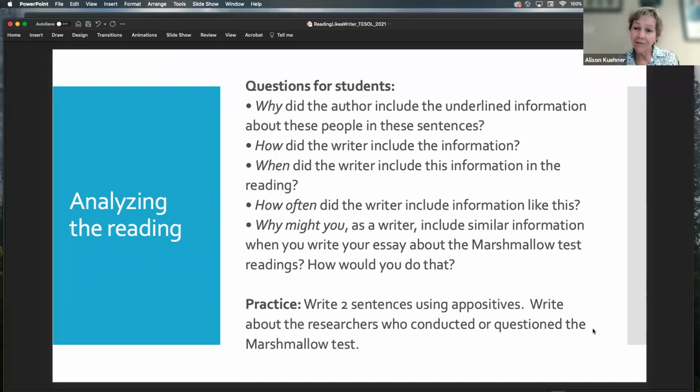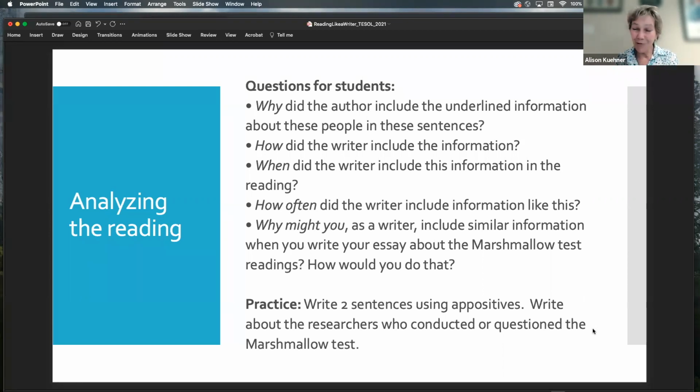And how would you use this, right? You're going to be writing your essay about the marshmallow test, and you're going to be mentioning people who came up in the reading. Could you use this in your writing too? And then I would have students practice, right? Write some sentences where you're talking about the researchers, and we don't only look at Walter Mischel, we look at some research that pushes back on the marshmallow experiment as well.